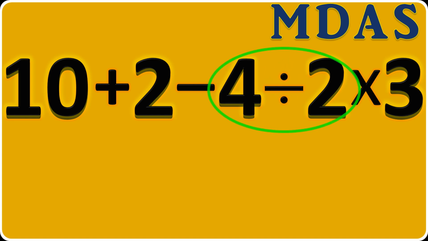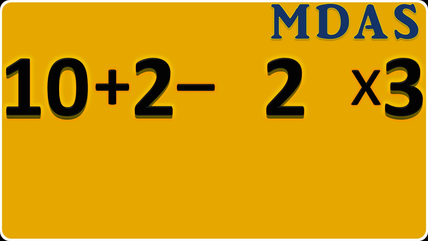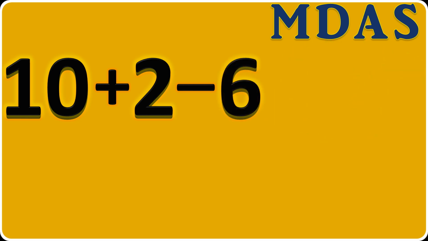That is 4 divided by 2, which is equal to 2. This reduces our expression to 10 plus 2 minus 2 times 3. Multiplication is the next operation we must process. Therefore, we will do 2 times 3, which is equal to 6.